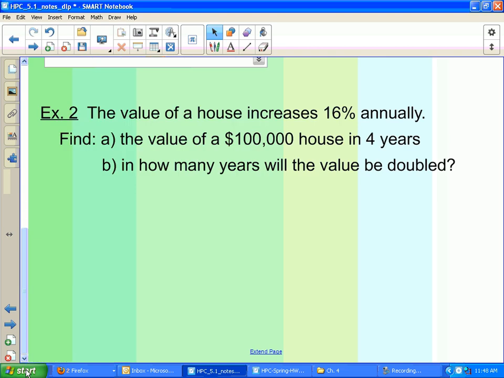The value of a house increases annually. What do you guys think? In today's market, is that true? So, yeah, we start to see a trend. You guys follow kind of what's going on with the housing market, especially in the Sacramento area. There has been an uptick in housing prices.